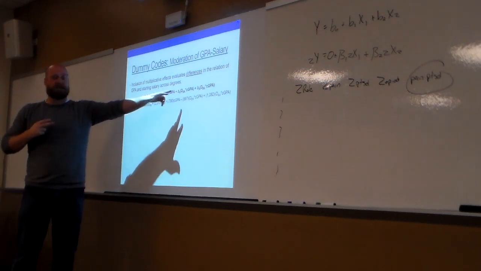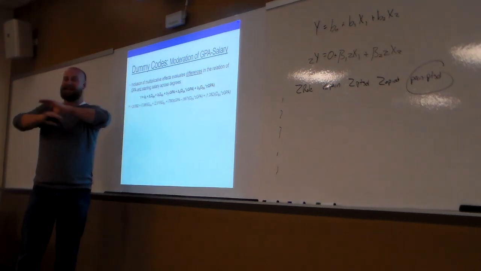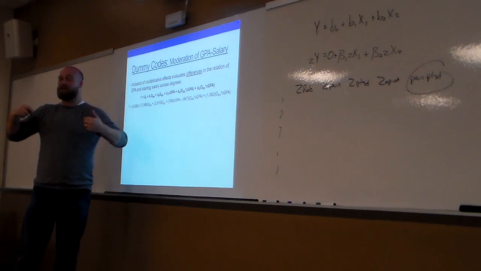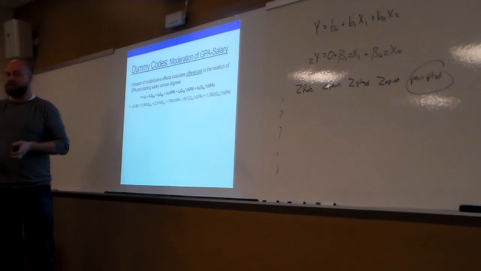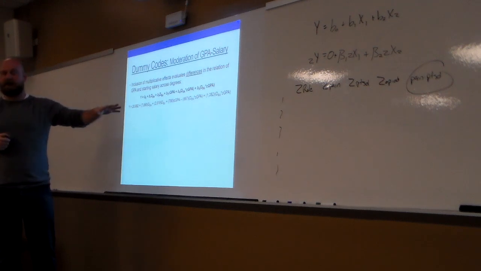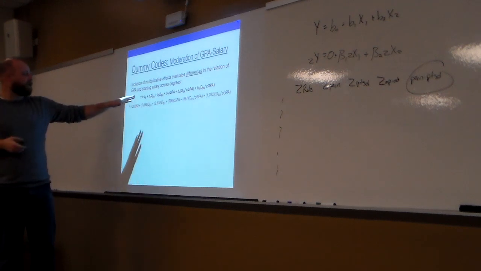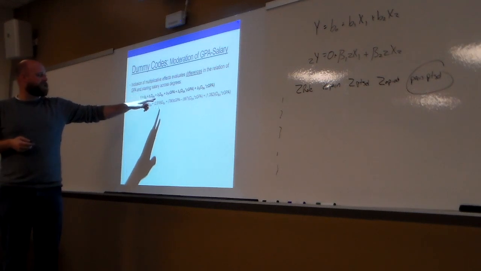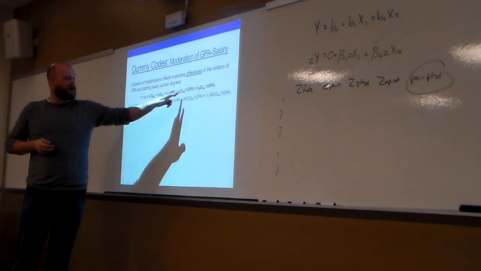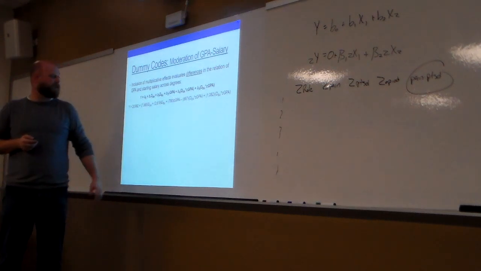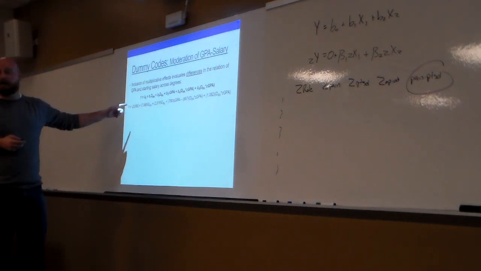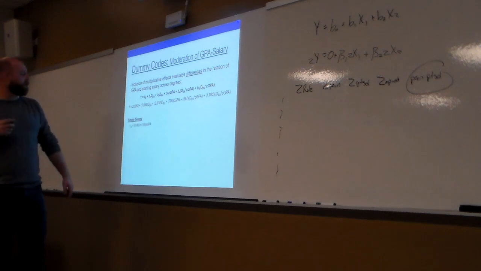Look me in the eyes. Do not attempt to center your dummy codes. Don't do that. The whole idea of the dummy code is that it's 0-1. Don't try and center your dummy codes with a categorical model, okay? So again, engineering dummy, business dummy, GPA, my interaction of engineering and GPA, my interaction of business and GPA. If I run this out, this is the regression model that I get, right?